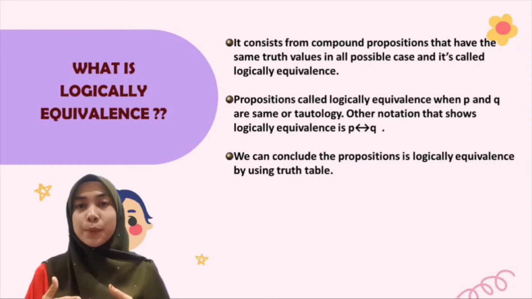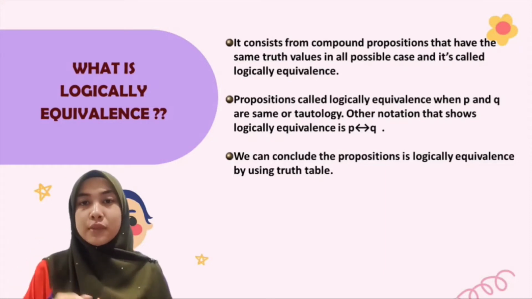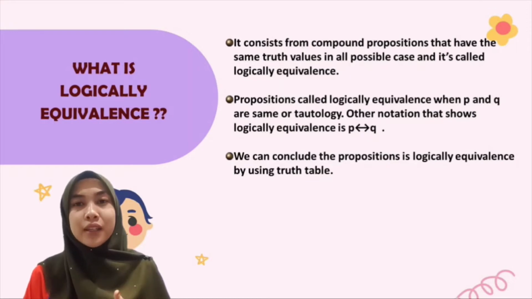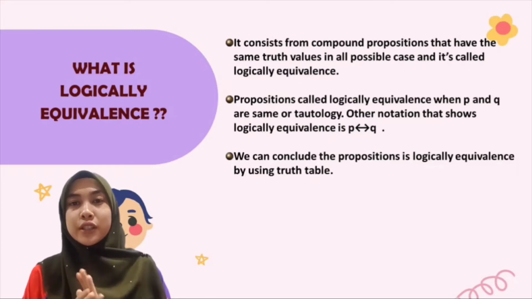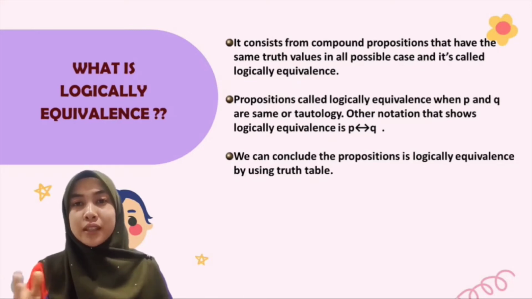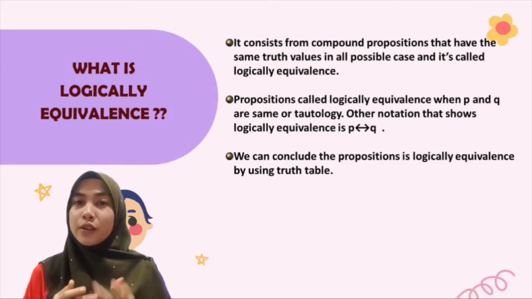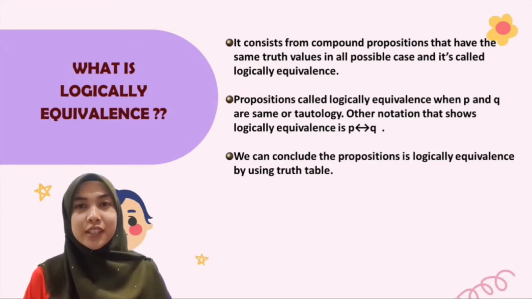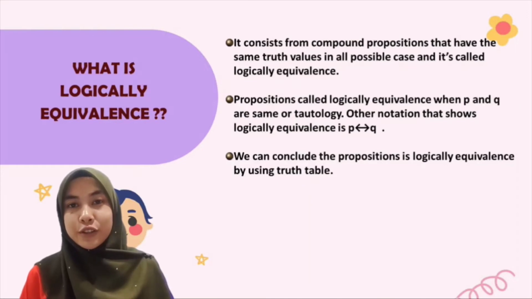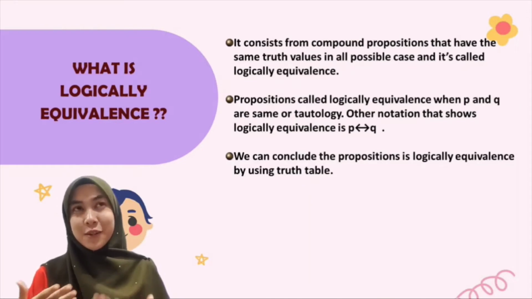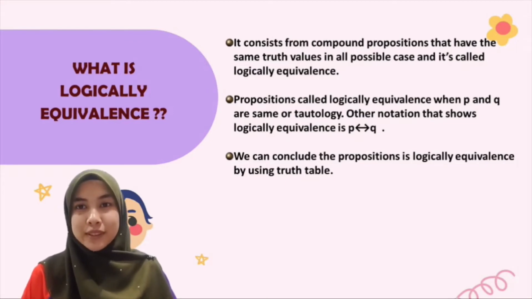Okay, usually a compound proposition consists of two statements that are combined, and we call it a compound proposition. A proposition is called logically equivalent when P and Q have the same result value, or we can call it a tautology. Another notation that shows logical equivalence is P biconditional Q, as I will show in the slide. So we can conclude whether the propositions are logically equivalent or not by using the recommended way, which is the truth table.